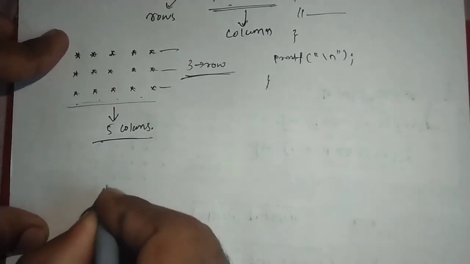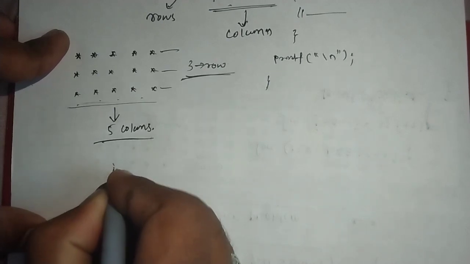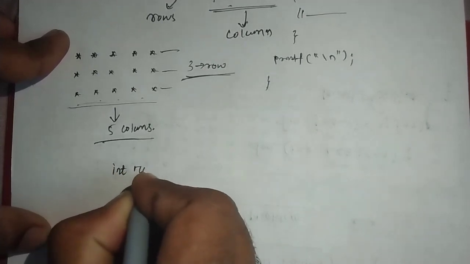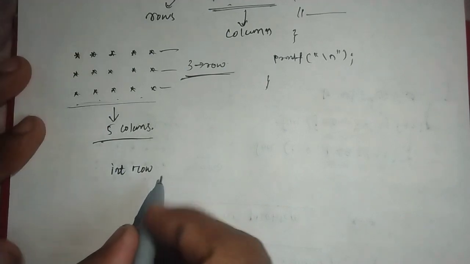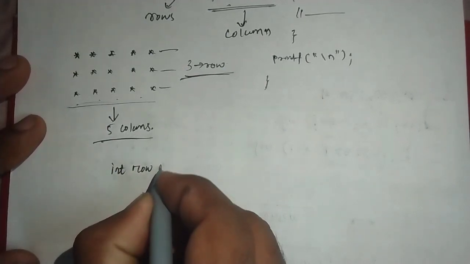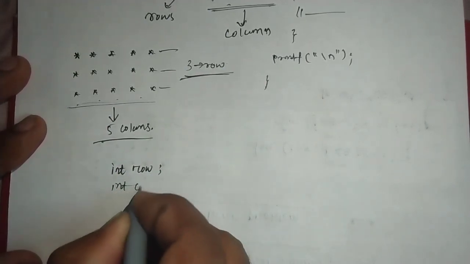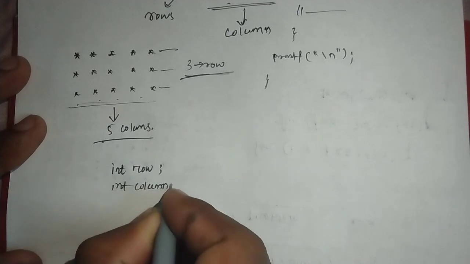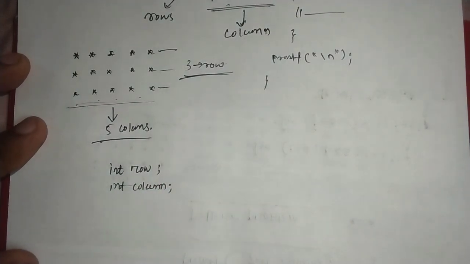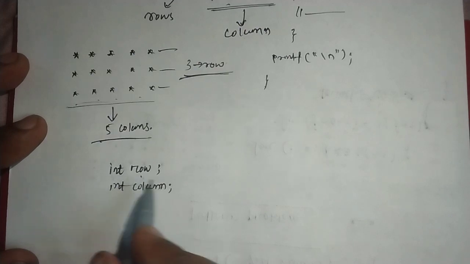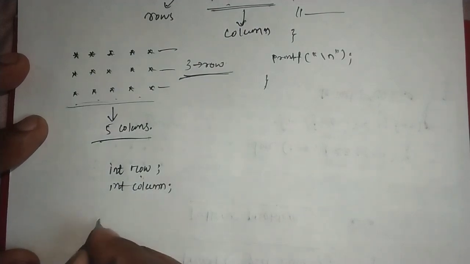First of all, declare two variables, one for row and one for column, like this: int row, int column. You may write int i, int j, but for convenience I am using int row and int column.